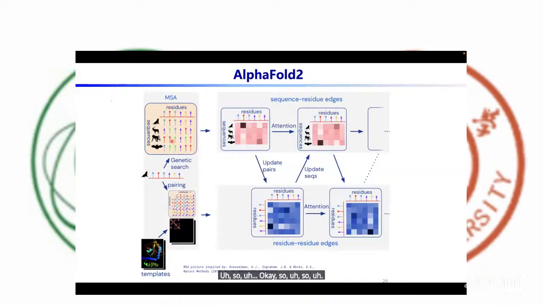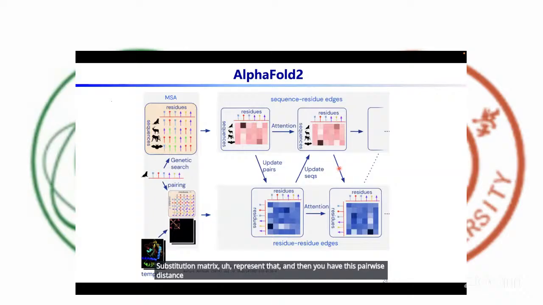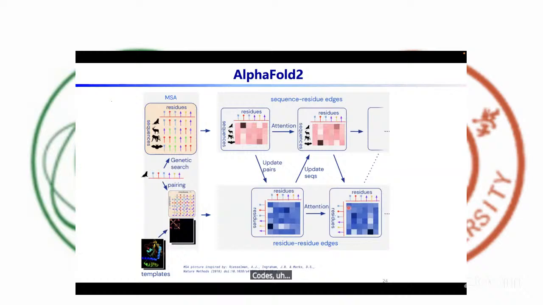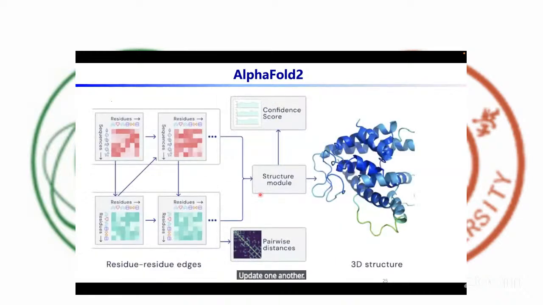In this particular case, the local distributor is represented by the MSA, which is the substitution matrix. You represent that, and then you have this pairwise distance matrix, and then it goes in this iterative process to update one another until it reaches the final two matrices.